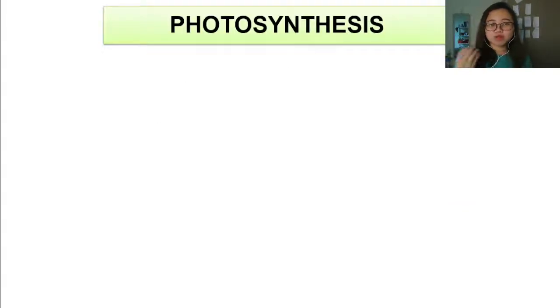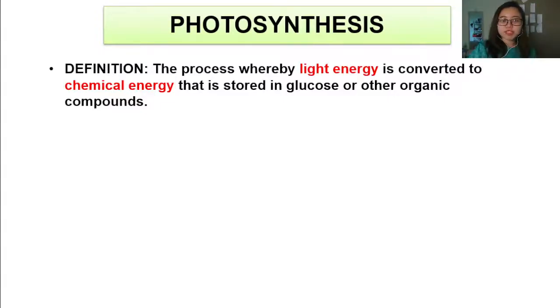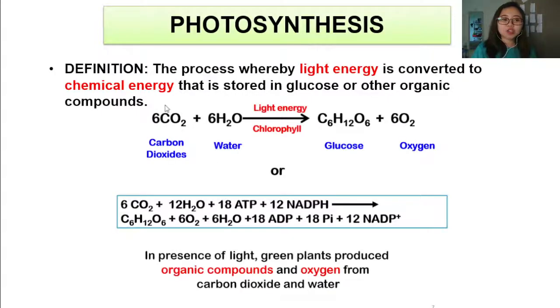So when we talk about photosynthesis, it's something that you've learned many times before, especially during middle school or even primary school. So we'll start with the very basic of things. We'll talk about the definition of photosynthesis. Photosynthesis is defined as the process whereby light energy is converted into chemical energy that is stored in glucose or other organic compounds. And you would most likely have seen this equation before.